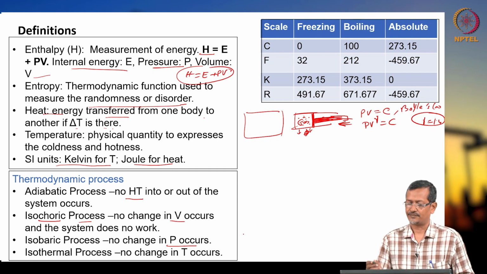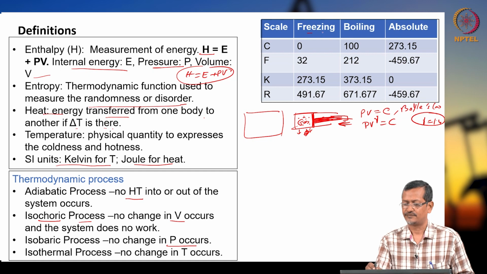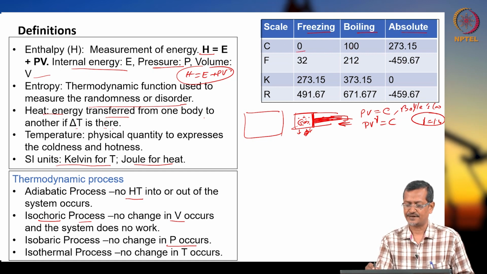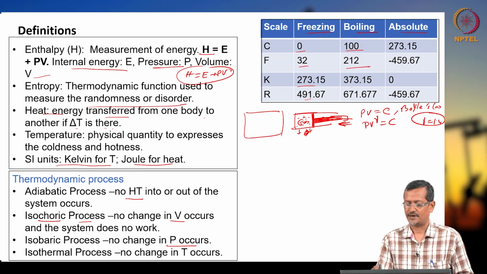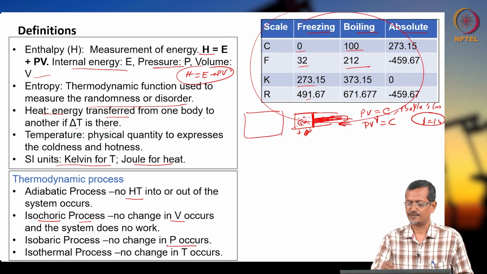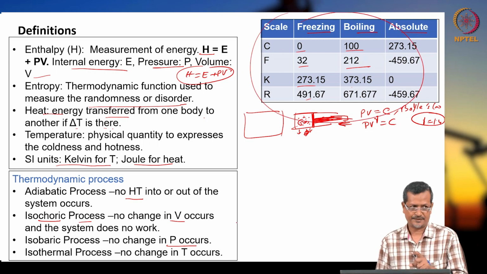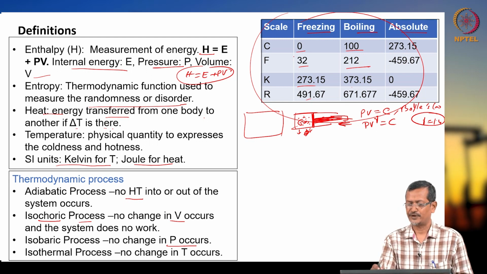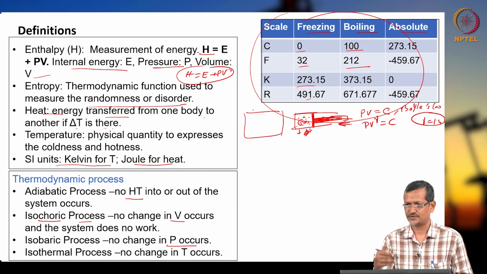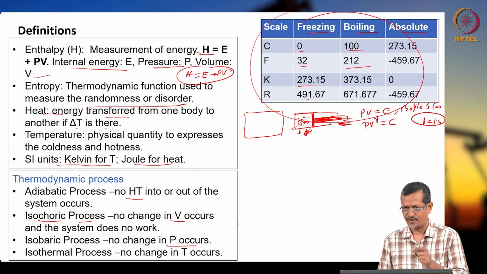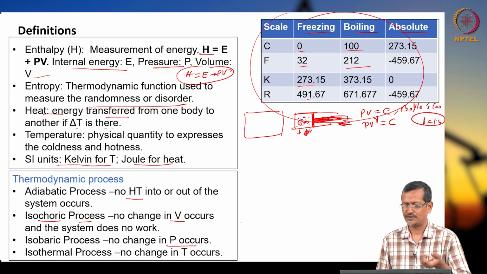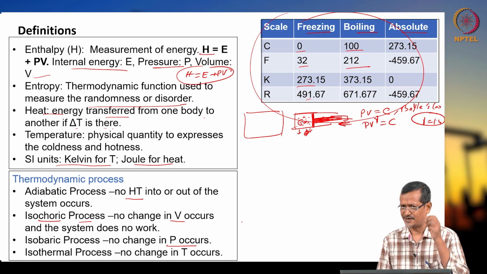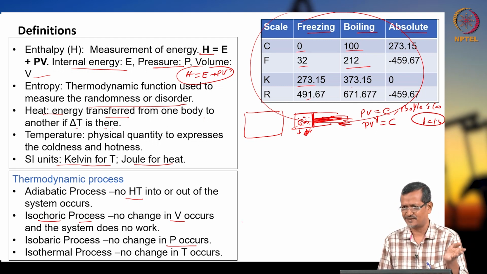Some values you should also remember: freezing temperature, boiling temperature, absolute temperature. Centigrade you already know, 0 degree, 100 degree; Fahrenheit 32, 212; then Kelvin and Rankine. This table you should try to remember, these specific values, because you sometimes need them. These are absolute fixed values, so you should remember them. You may already know centigrade and Fahrenheit, but for others you can use conversion formulas. You can convert directly or you can remember. Many students try to remember the formulas so that they can convert any temperature to any temperature.